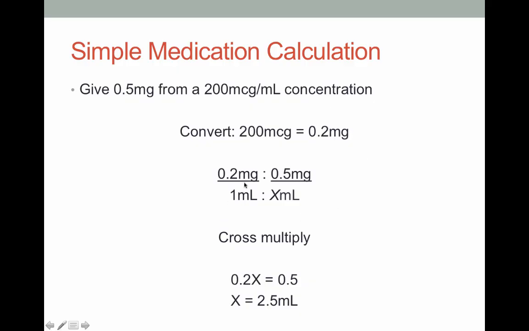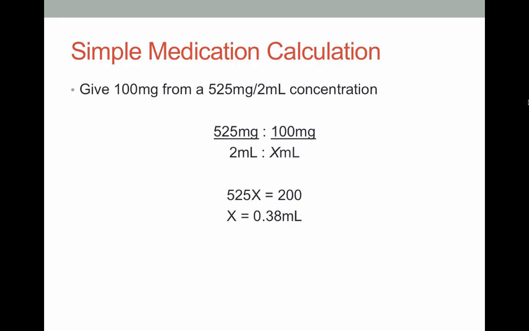We can set that up on the left side, 0.2 milligrams on 1 milliliter, and I know that I need to give 0.5 milligrams. So I'm going to set that up on the right-hand side. And again, I don't know what I need to draw up. That's what I'm trying to find out. So that's our x right there. I cross multiply. I get 0.2x equals 0.5. Divide both sides by that 0.2 to find x, and I get 2.5 milliliters that I need to draw up.